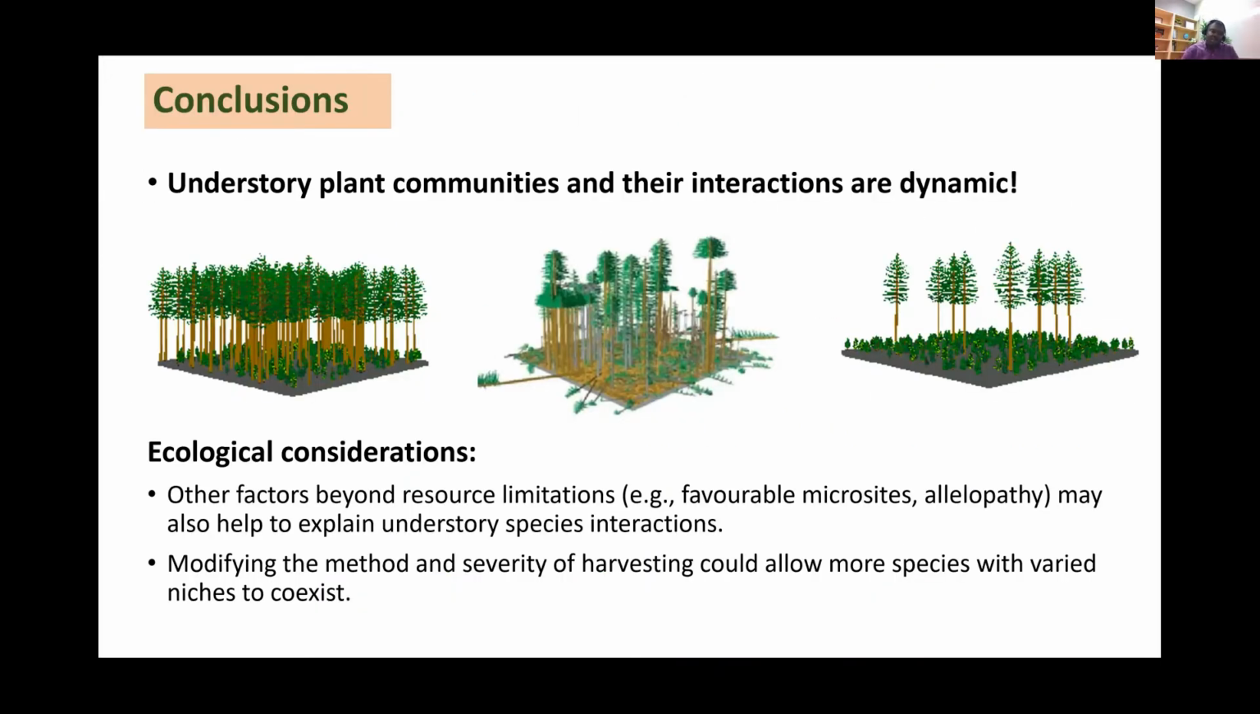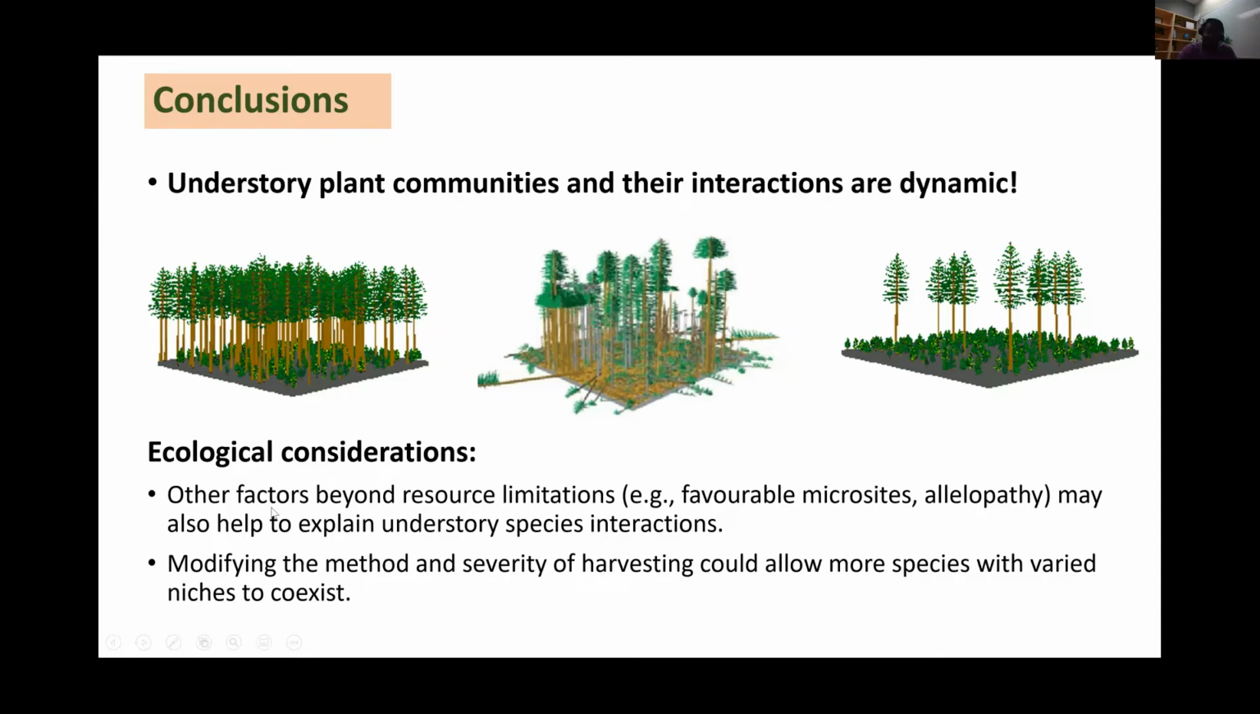So in conclusion, the trends we see pretty much highlight what we know and what we all expect. Understory plant communities and their interactions are highly dynamic. They change over time. And it's a mix of both facilitative and competitive interactions.